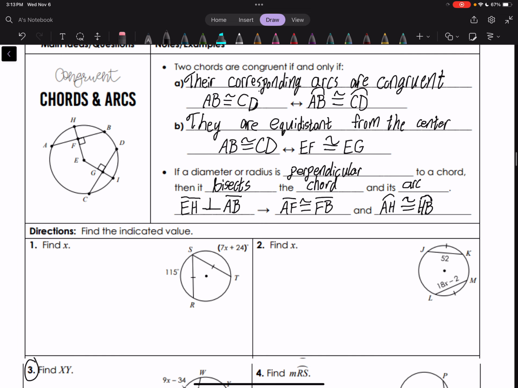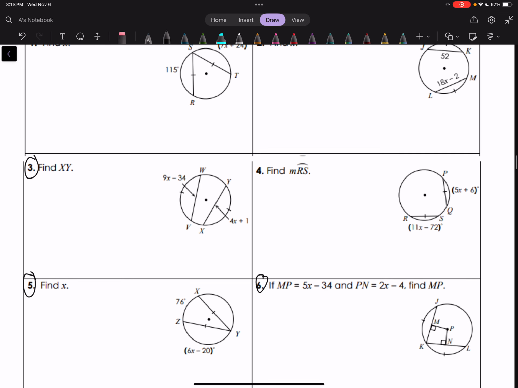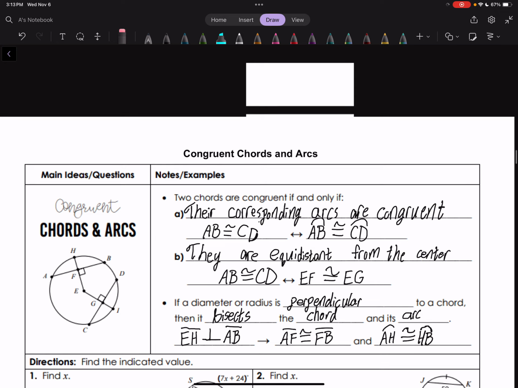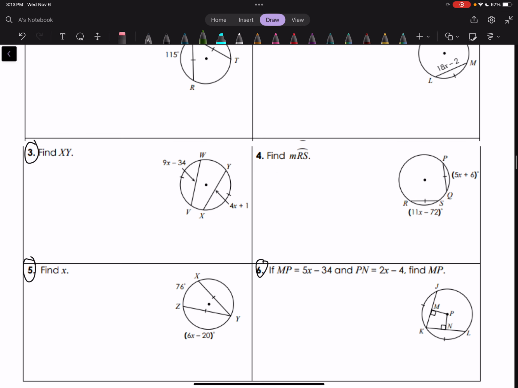So what we're going to do, we're going to start using these. I'm going to let you have time to practice. So number 3, find xy. Well, I want you to notice we have tick marks on the arcs. So the arcs are congruent. If I look back up at my rules, the one with congruent arcs is rule A. So we're going to be using rule A on this problem.